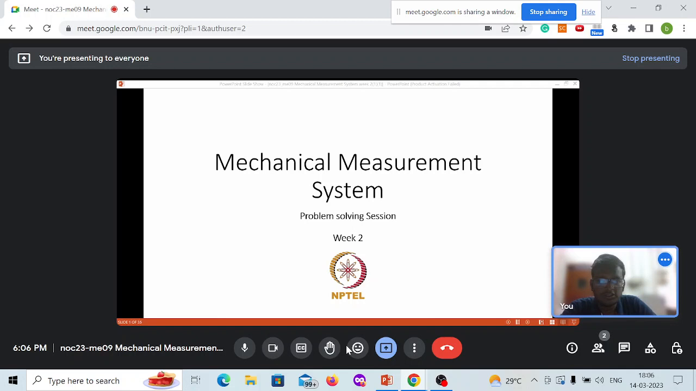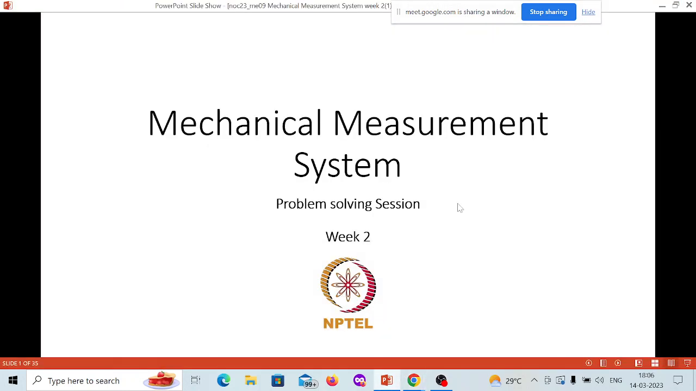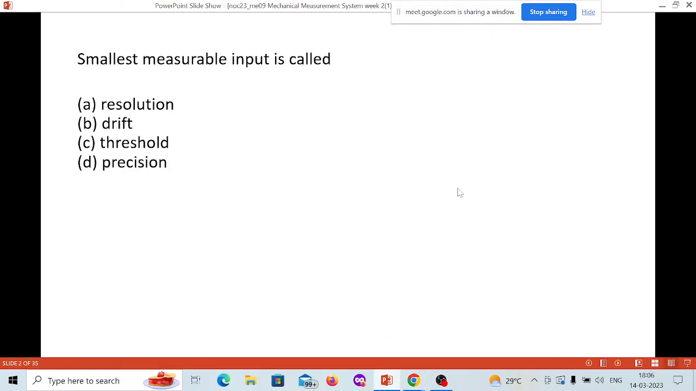Week 2 session for mechanical measurement system, problem solving sessions. So first question is, the smallest measurable input is called A. resolution, B. drift, C. threshold, and D. precision.